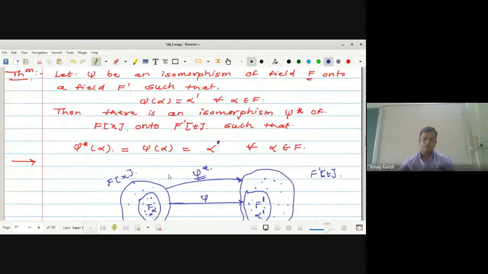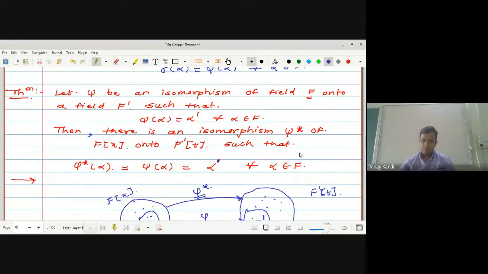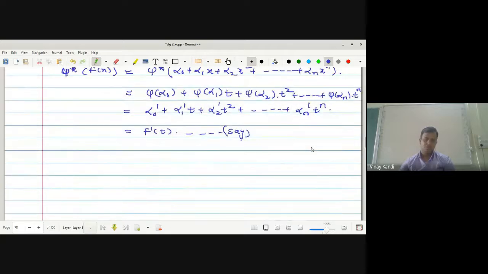Now sir, we have to prove that there is an isomorphism. From here onwards we have to prove this. Then there is an isomorphism psi star. That means this psi star is an isomorphism, that is one-one, onto and homomorphism. Now prove that psi star is one-one. Step number 1. To prove that psi star is one-one.